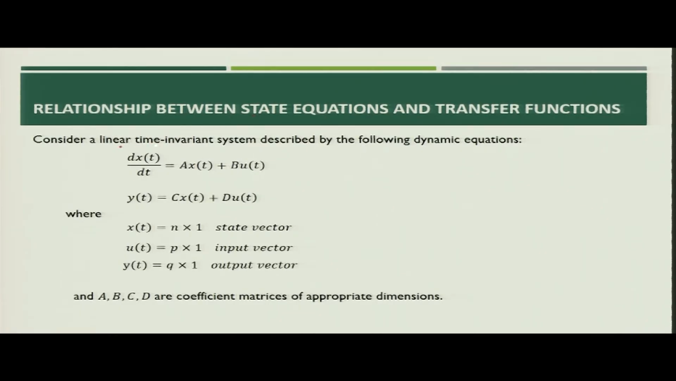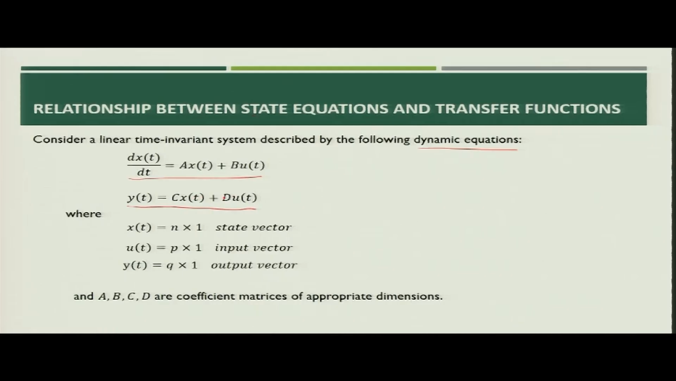So, we know that the linear time invariant system can be described by the following dynamic equation. First one is the state equation, which we have seen in previous lectures. So, we can say that dx by dt is nothing but Ax plus Bu. y is the output equation, y(t) is equal to Cx plus Du, where x is considered to be a state vector having n into 1 dimension, u(t) is the input vector having p into 1 as dimension, and y(t) is the output vector having q into 1 as the dimension.